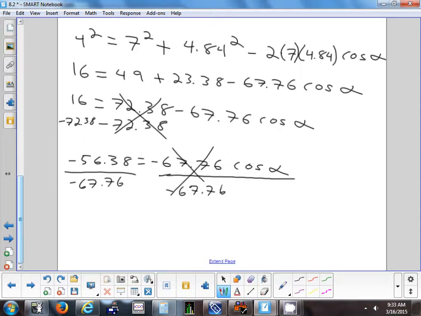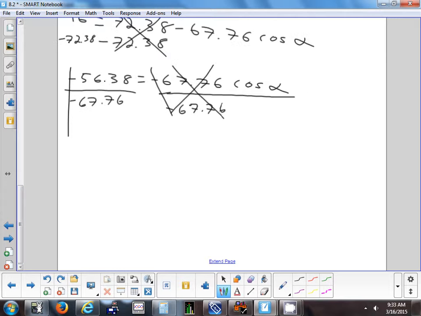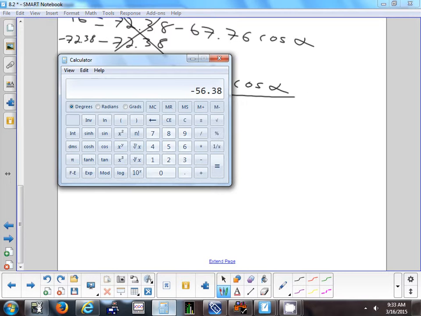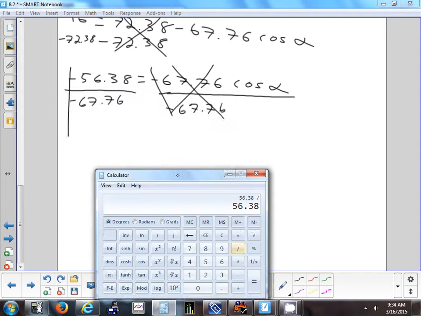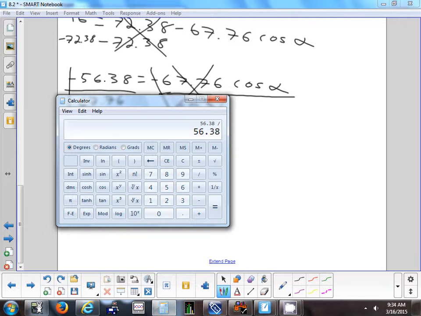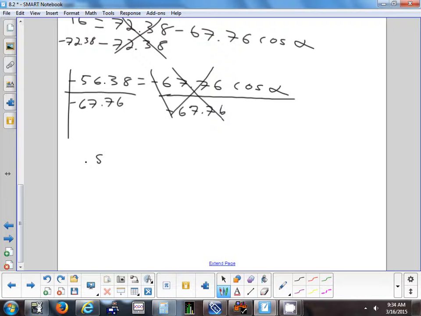So that's going to cancel that. It's going to cancel your negatives, and it's going to cancel the negative there as well. All right, so let's see what we get. So 56.38 divided by 67.76. And it's good that that number came out less than 1, because if it didn't, we'd have a problem. Whenever you have a number equal to cosine or sine, it's got to equal something between negative 1 and 1. Okay, so we get 0.83.